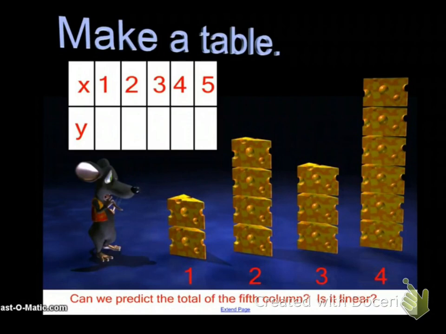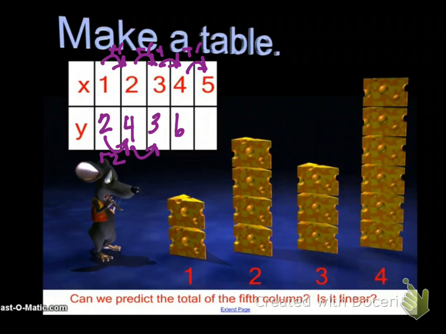Let's take a look at another example. In this example, on day 1, we see the mouse has 2 pieces of cheese. Day 2, there's 4. Day 3, there's 3. And day 4, there's 6. Well, even though the days are still increasing by 1, the pieces of cheese are not increasing at a constant rate. From day 1 to 2, we have an increase of 2. Then we minus 1. And then from the 3rd day to the 4th day, we add 3.